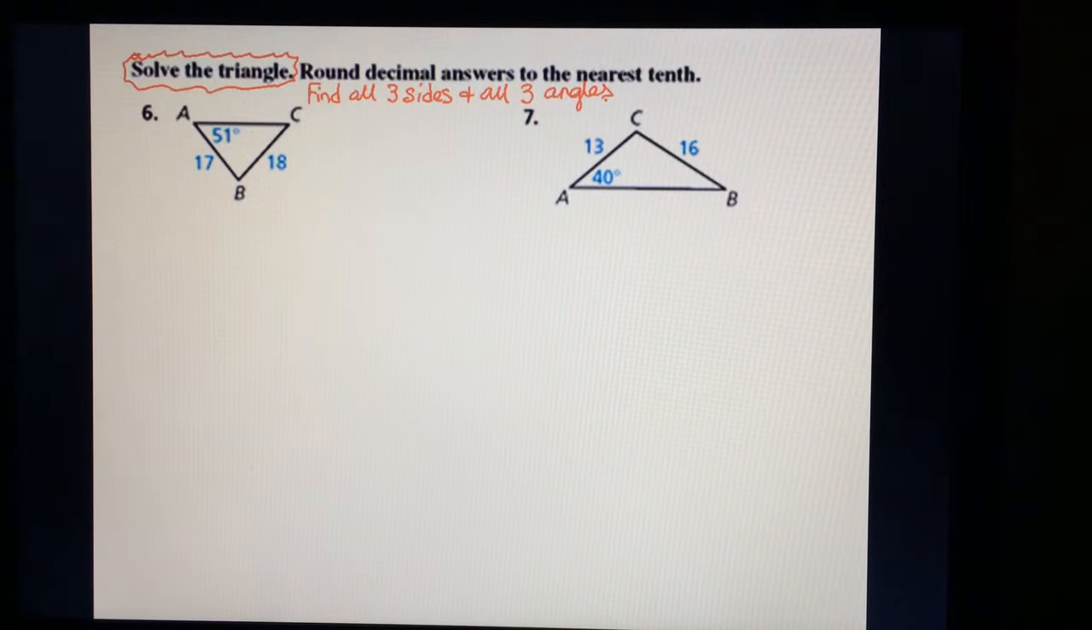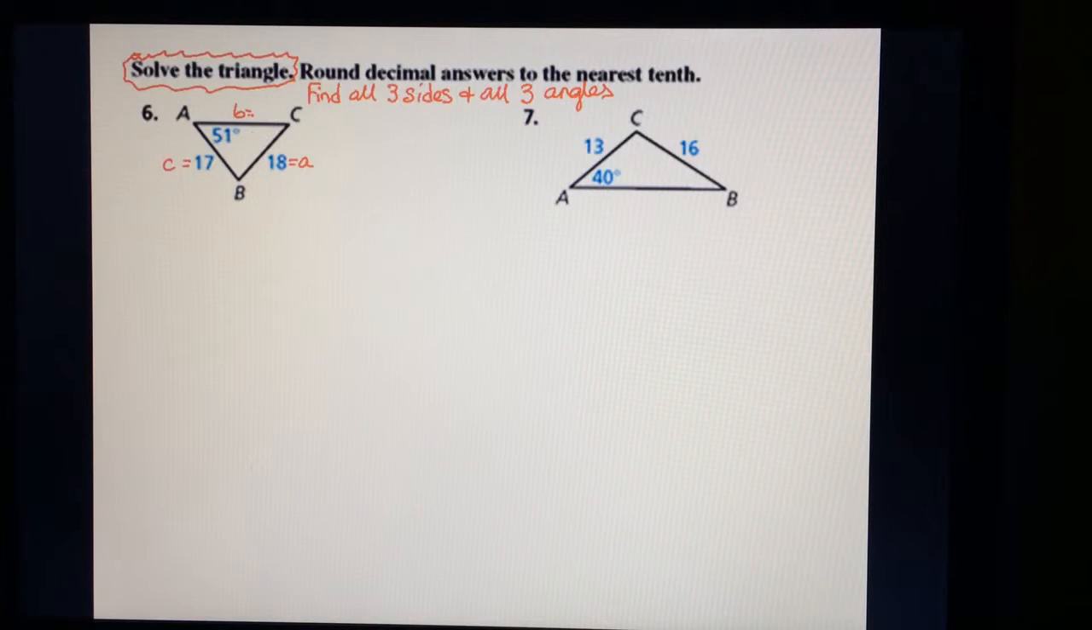And so when I look at this triangle, I'm going to start labeling some things. So here's angle A is 51 degrees. Across from him, this 18 would be side A, so I'm going to label that with a lowercase a. Here, this 17 is across from angle C, and so I'm going to label him with a lowercase c. And then here's angle B, which I don't know, but across from him would be side B, which I also do not know.